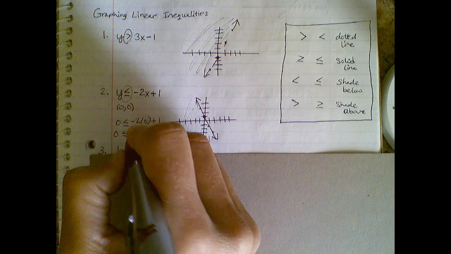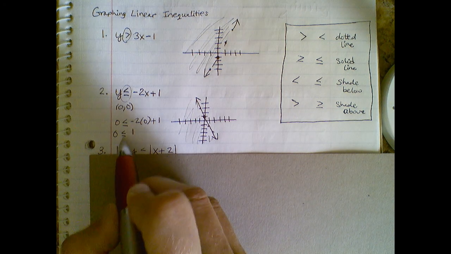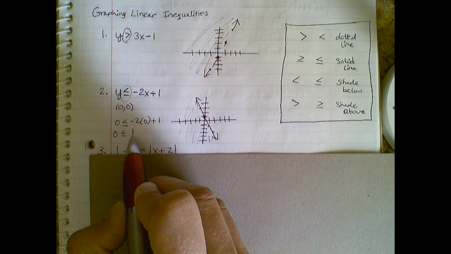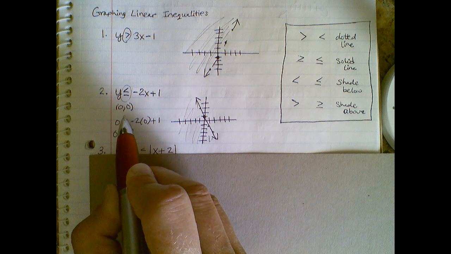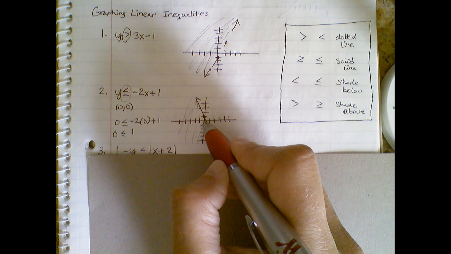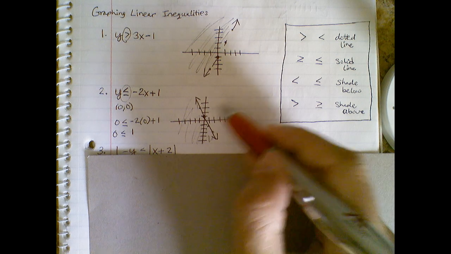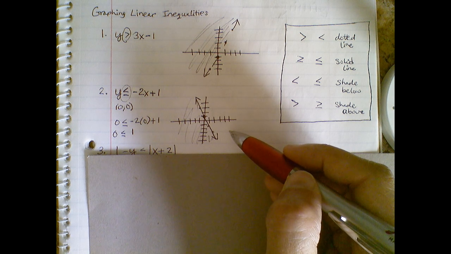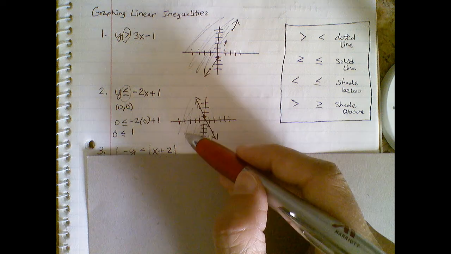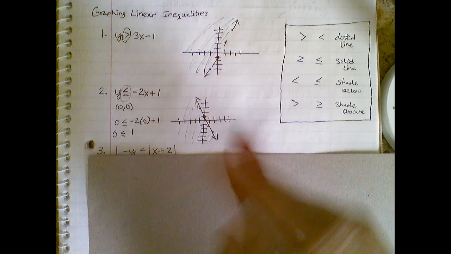0 is less than or equal to 0 times negative 2 is 0, plus 1 is 1. So 0 is less than or equal to 1. It's eating the bigger number, so 0, 0 is true. It's a solution. So 0, 0 is down here, so all of these would be solutions. Now, if I had picked a point up here, it would have made it a false statement, so I would have known to shade the opposite side.